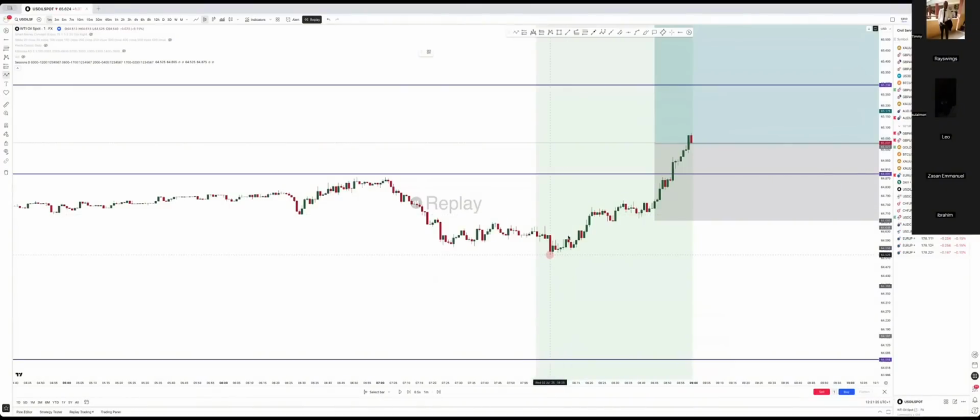This trend: impulsive, this is correctional. This is an impulsive move. This is correctional. This is an impulsive move. This is correctional. All of this here is an impulsive move. The only reasonable place to put your stop loss is where? The previous lower low that created this higher high.